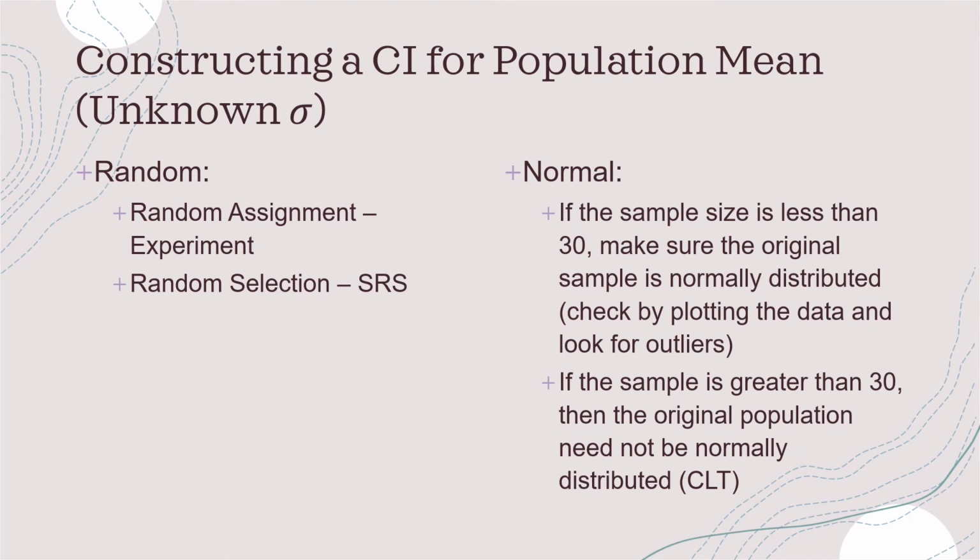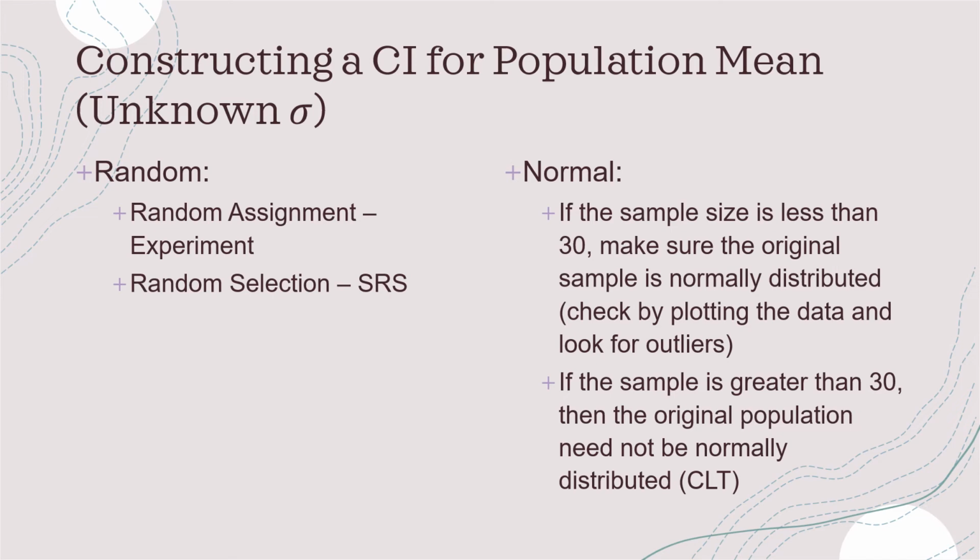All right, continuing on, we have constructing it. If we're doing a mean and the sigma is unknown, so the actual standard deviation is unknown. This is just an overview. This kind of gets drilled into you, so in every single video and every single slide, we're going to go over random, normal, do, and conclude, because this is how you do your steps. So random: random assignment, if you're talking about an experiment. If it's a selection, it should be a simple random sample, randomly selected, etc.